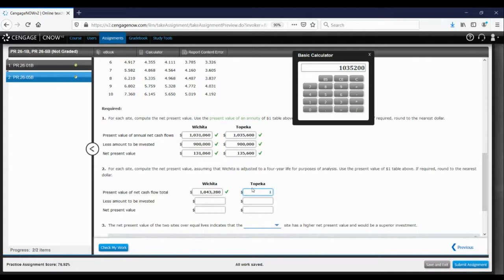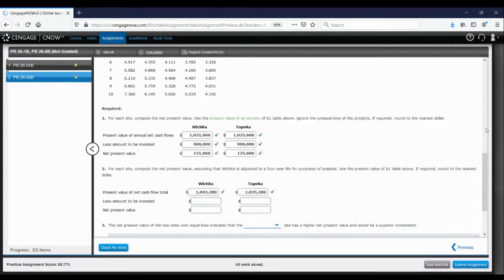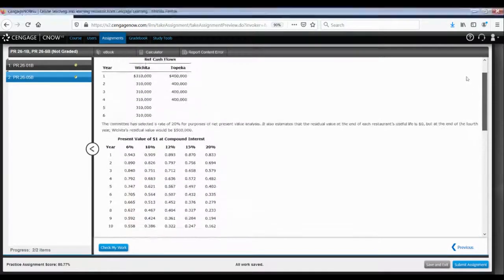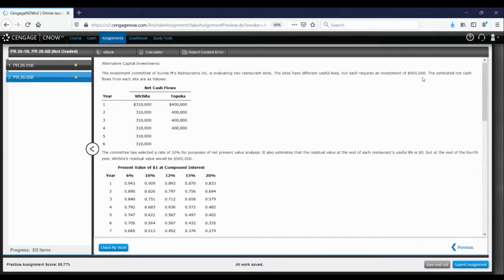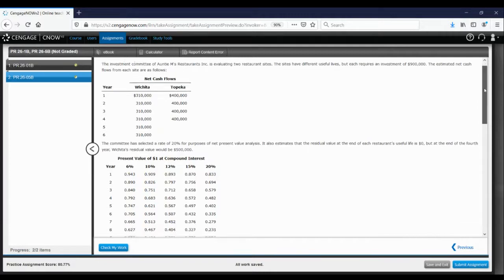So $1,035,200 is going to be the total present value for the Topeka company. We're going to subtract out the amount that was invested, and again, that was given to you. It was still $900,000. It's given to you in the first line there.